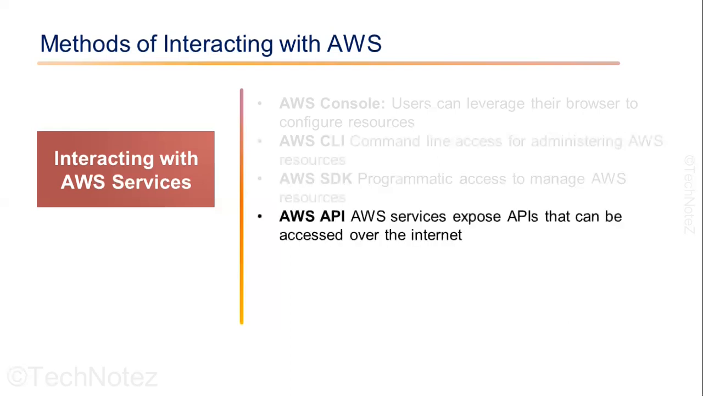AWS Application Programming Interfaces. AWS services expose APIs that can be accessed over the internet using standard protocols such as HTTP and HTTPS. Developers can use these APIs to programmatically interact with the AWS services.